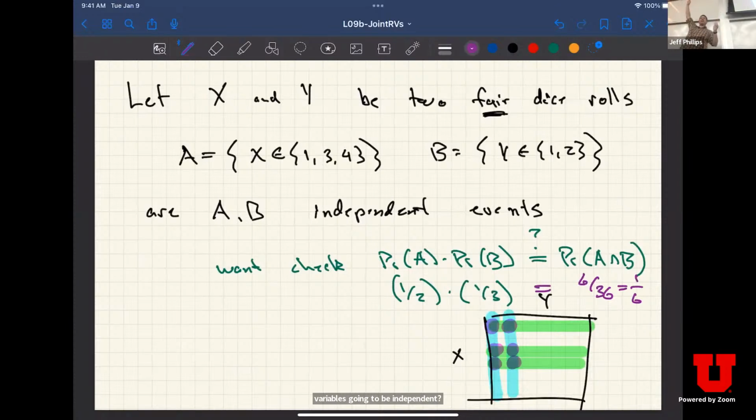Who thinks they're independent? Who thinks they're not independent? Okay, and who didn't raise their hand? And who still didn't raise their hand? Okay. X and Y are going to be independent, and we should just know this, right?